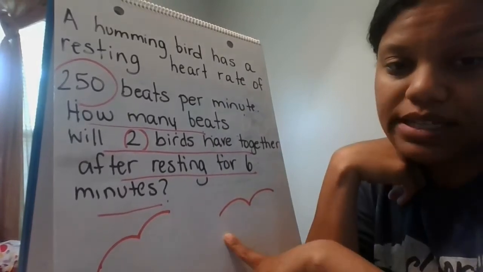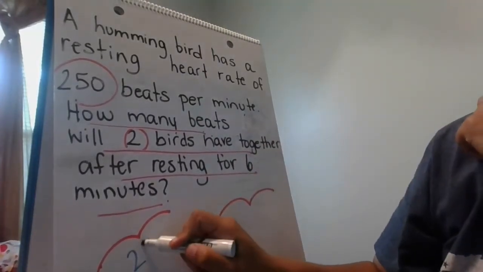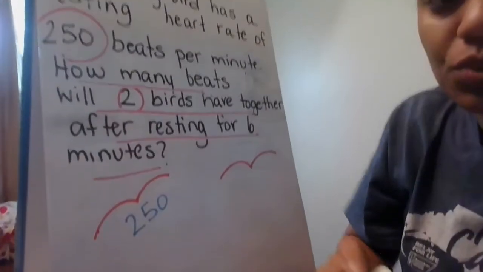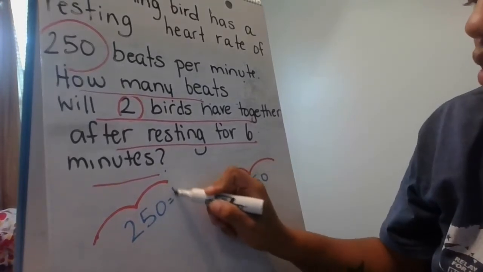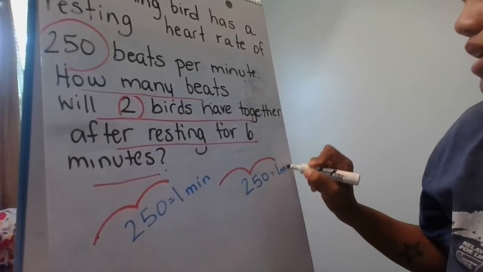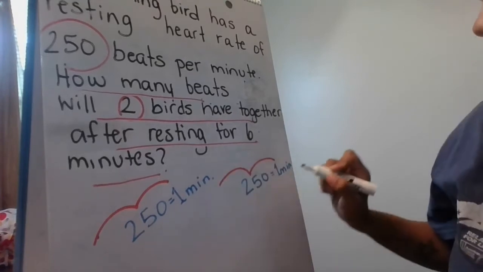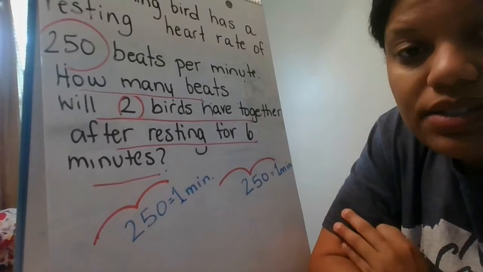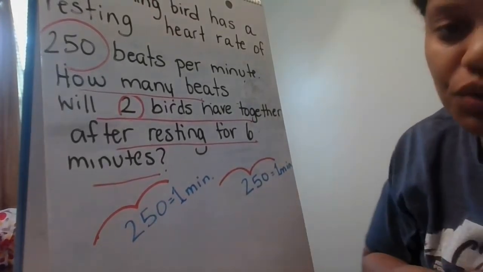So I have my 2 birds here already drawn. This bird has 250 beats per minute when it's resting. And then so does this bird. And this is in 1 minute. So just in 1 minute, these 2 birds together would have 250 plus 250.